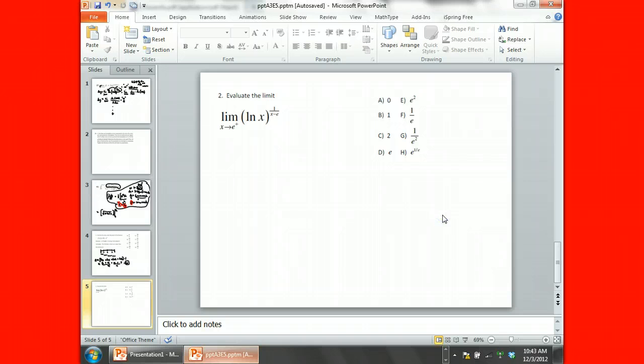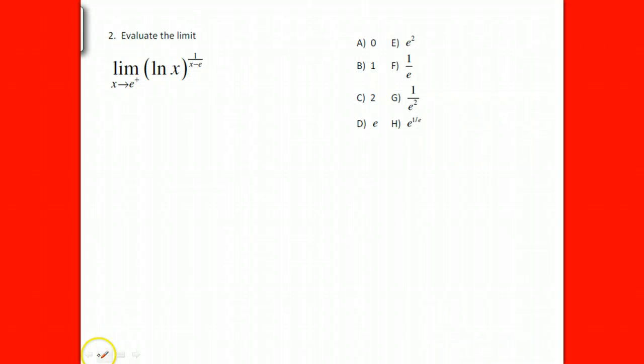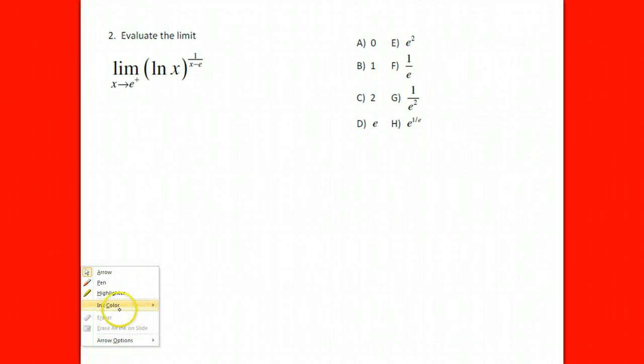As x goes towards e, the natural log of e is 1. x minus e is 0, so 1 over 0 gets very large. And so this is of the form 1 to the infinity. Indeterminate power again.